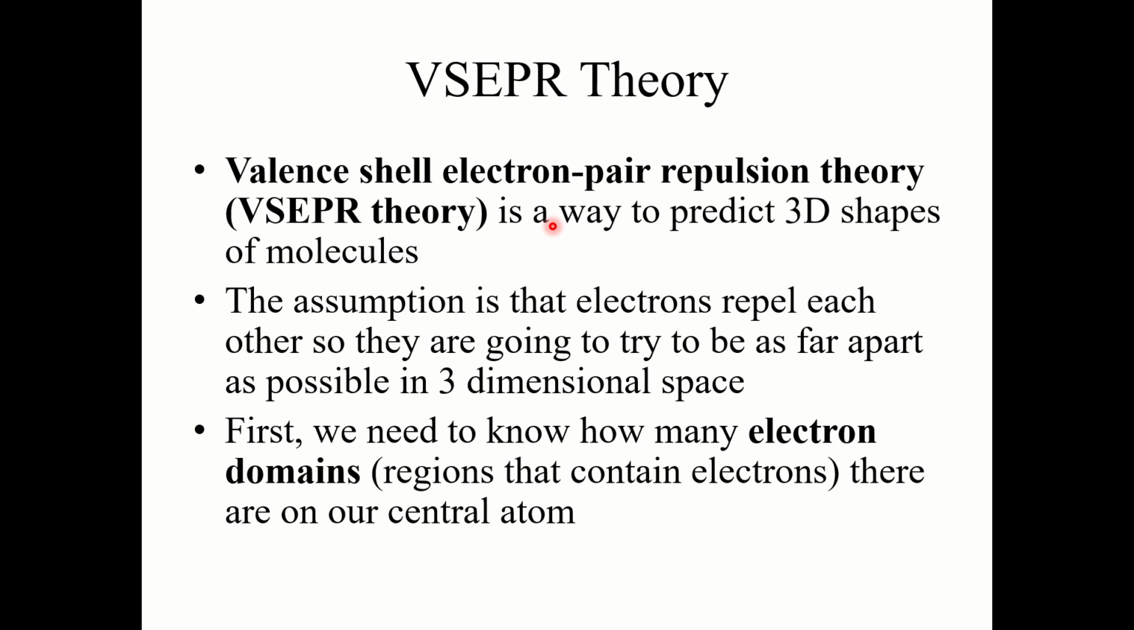It's like when you have 2 of the same ends of a magnet and you try to put them together and they bounce off each other. Kind of the same idea with electrons, right? They don't like being next to each other, so they are going to try and get as far apart as possible. So first thing we need to do is know how many electron domains, or regions that contain electrons, there are on our central atom.